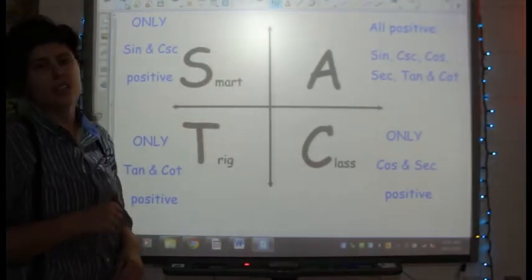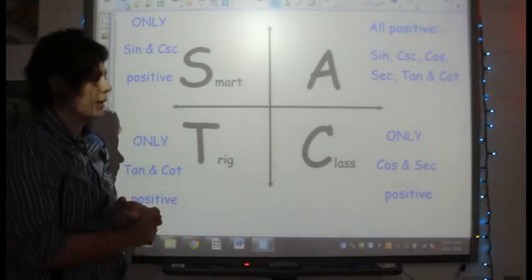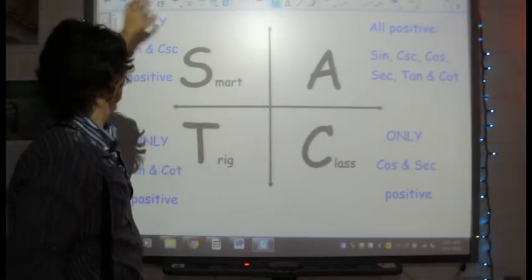Always look out for your signs. This is the number 1 place where students make a lot of careless mistakes. Either they've messed up their triangle or they don't know about their signs. So look out for your signs here.